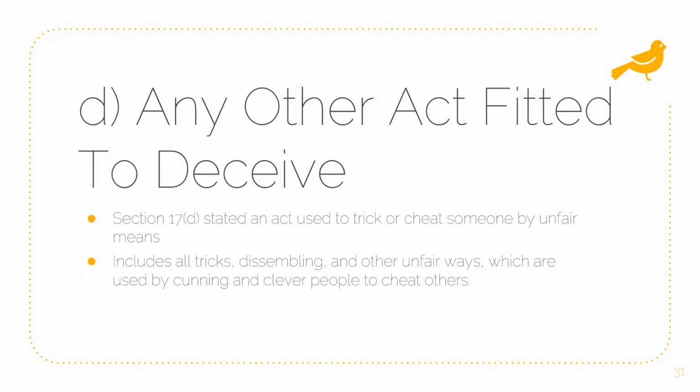Section 17D states an act used to trick or cheat someone by unfair means. This category includes all tricks, dissembling, and other unfair ways used by cunning or clever people to cheat others. For example, Omar persuaded his illiterate grandmother to sign a document without telling her the document is actually to sell the house for a low price. Now, this is considered as an act done to deceive the grandmother. Hence, it is a fraud under Section 17, Clause D.